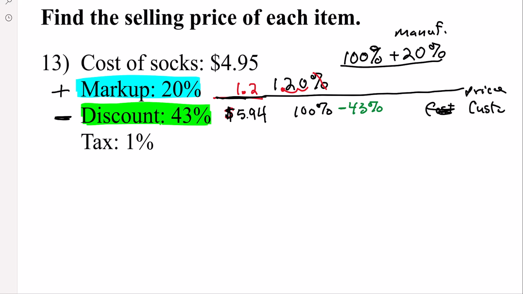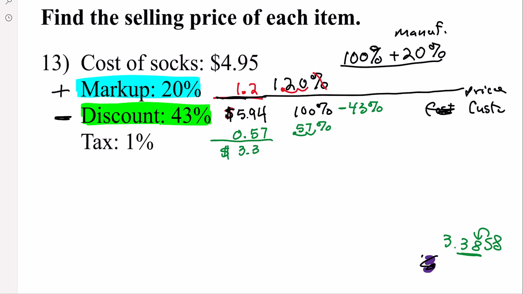The discount means we're subtracting that percent. 100% subtract 43%. The customer's going to pay 57%. So we change that to a decimal, and now you're going to multiply $5.94 times 0.57. Now, your calculator or on your paper, it's going to read this. But we can only go to the hundredths place because we're talking about dollars and cents. So that 5 will cause that 8 to round up to 39 cents.